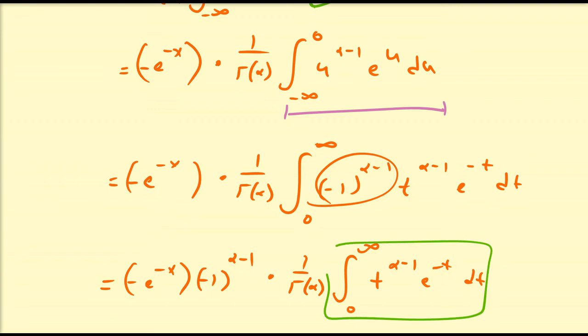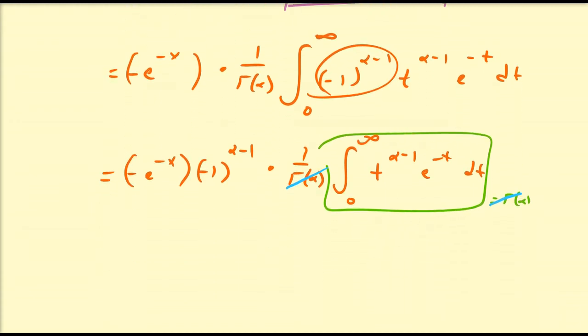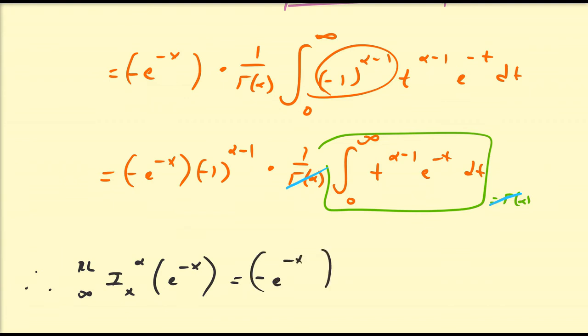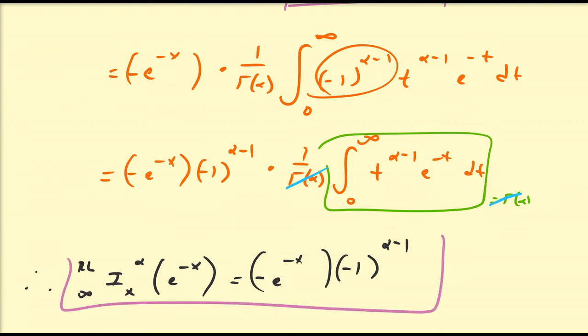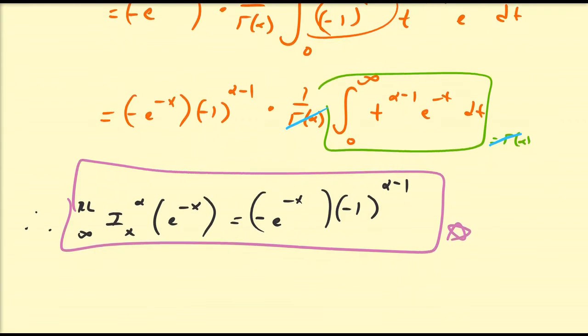So we know this precisely is equal to gamma alpha. So gamma alpha over gamma alpha will cancel. So therefore we have what? So therefore the Riemann-Liouville with base point infinity of I^alpha of e to the minus x is equal to the standard e to the minus x, but we have this minus 1 to the alpha minus 1 term there, right? So that seems to be okay.